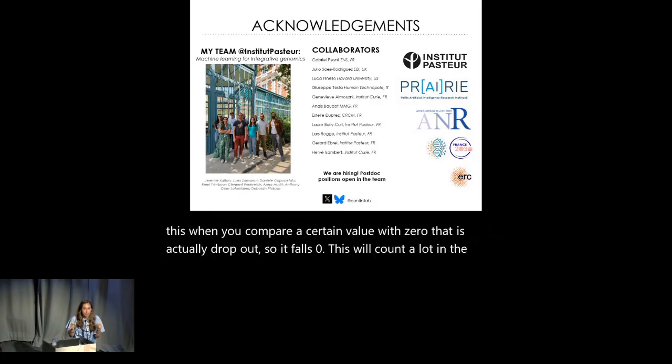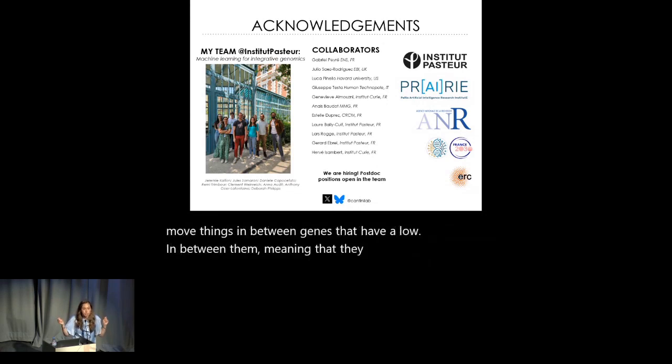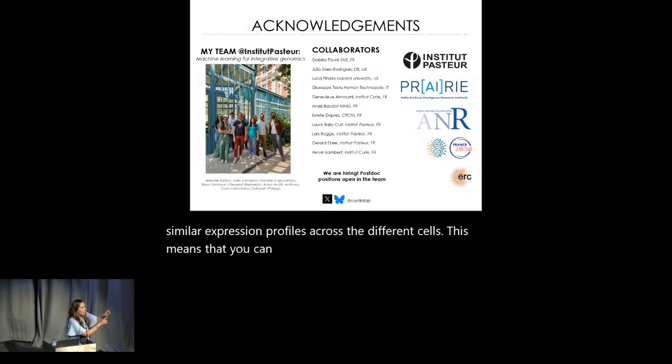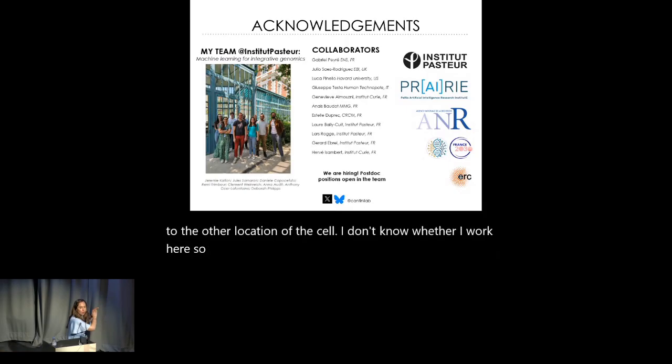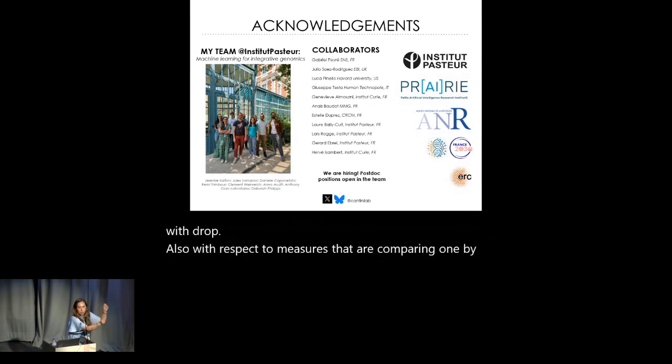In the case of optimal transport, instead, you're working at the level of distributions, and you allow moving mass between genes that have a low cost between them, meaning that they have similar expression profiles across the different cells. This means that even if a gene has a dropout, you will find another gene that can really move to the other location of the cell. I don't know whether I was clear. So working on distributions of gene expression and allowing for moving mass between genes that have a similar expression across all the cells makes you better deal with dropouts with respect to measures that are comparing one by one the expression values of your genes.